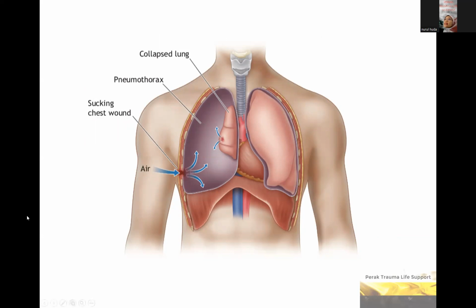Okay, so this is the image of air from the atmosphere entering the pleura. When the defect is large enough, pressure is created because air can go in but cannot exit from the pleura. Then it will cause a collapse of the affected lung. The patient will have respiratory distress, and subsequently can have hypoxia and hypercarbia.